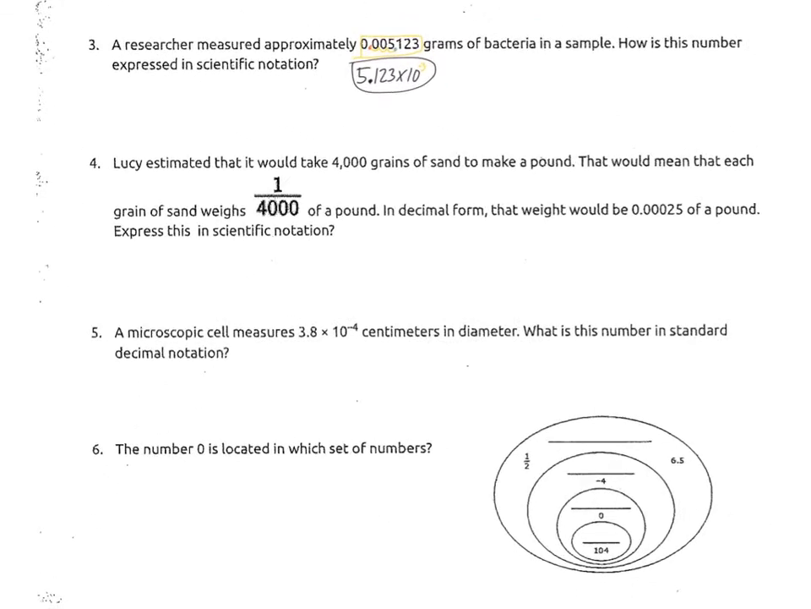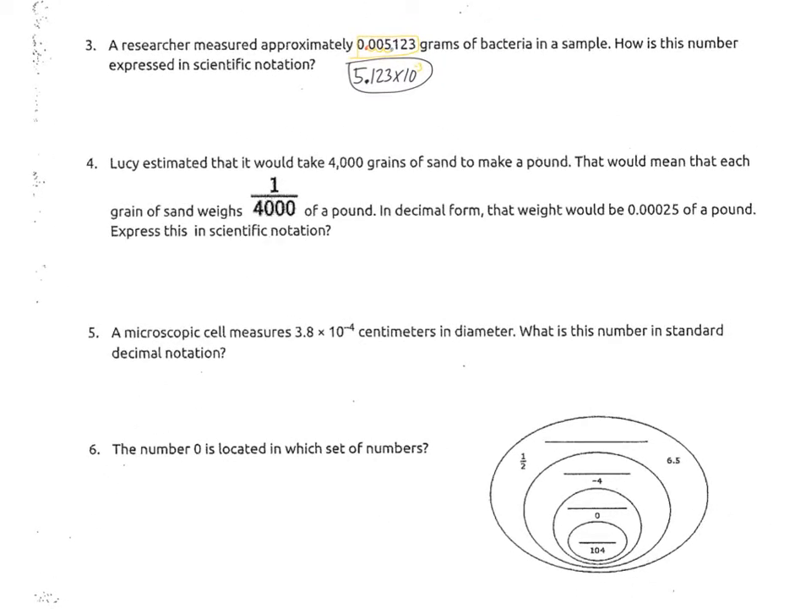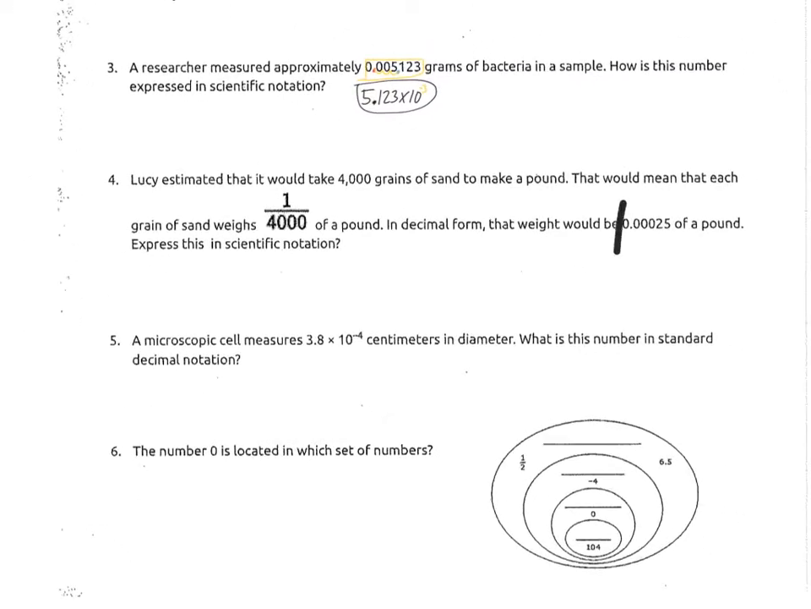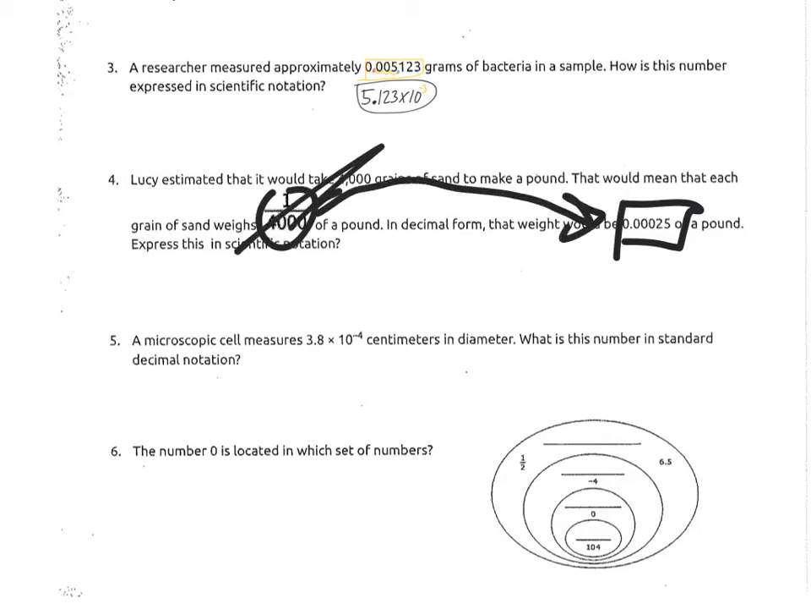Alright, number 4. Lucy estimated that it would take 4,000 grains of sand to make a pound. That would mean that each grain of sand weighs 1/4,000th of a pound. In decimal form, that would be 0.00025 of a pound. Express this in scientific notation. That's not really a question, but we're going to go with it. Things I need you to realize on this: this right here is what they want us to express in scientific notation. The rest is all part of the story, but we don't really need that. We are only concerned with this number right here.